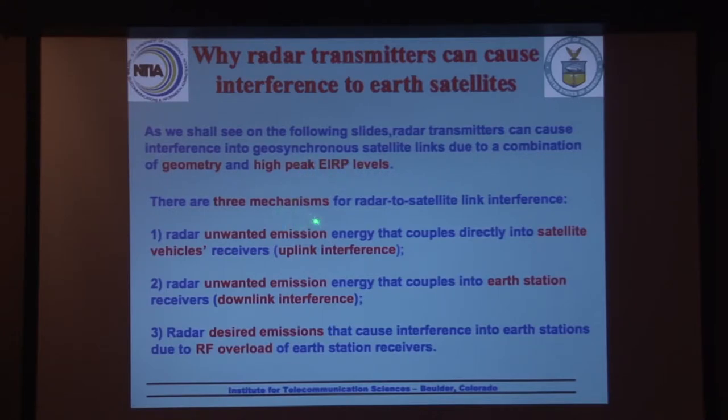There are three mechanisms for interference from radars into satellite links, and I've already alluded to them briefly. Radar unwanted emissions that get directly into the satellite vehicles' receivers, these are the satellites in orbit. Being 22,000 miles above the Earth's surface is not enough distance to significantly mitigate this problem. The unwanted radar emission energy that gets directly into the Earth station receivers, and again, the radar desired emissions that can cause front-end overload in your station receivers on the Earth's surface.